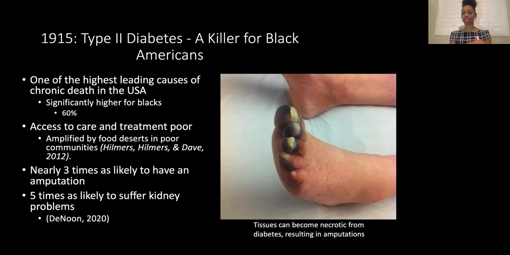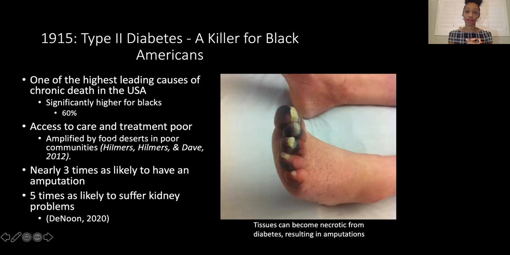And we can look at the image to our right and see that necrotic tissue can result in diabetes from blood flow, nerve damage. Things like gabapentin often have to be taken for the nerve damage, but if you can't feel anything, you can oftentimes incur injuries and then not treat them because you didn't feel that the injury was there. So they're much more likely to have amputations, and also 5 times as likely to suffer from renal failure, which of course we can't live without our kidneys.